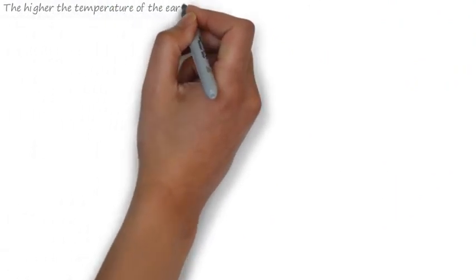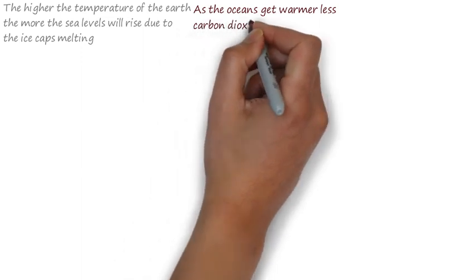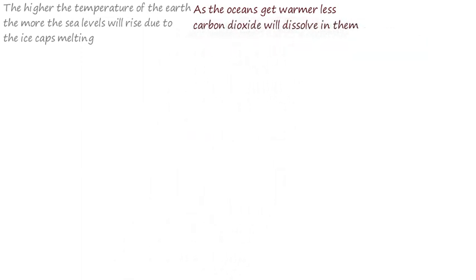Global warming could have some major consequences. The higher the temperature of the Earth goes, the more the sea levels will rise. This is due to the ice caps melting, and this could increase flooding in low-lying areas. Also, as the oceans get warmer, less carbon dioxide will dissolve in them. This means more of it is in the atmosphere, contributing to the effect even more.